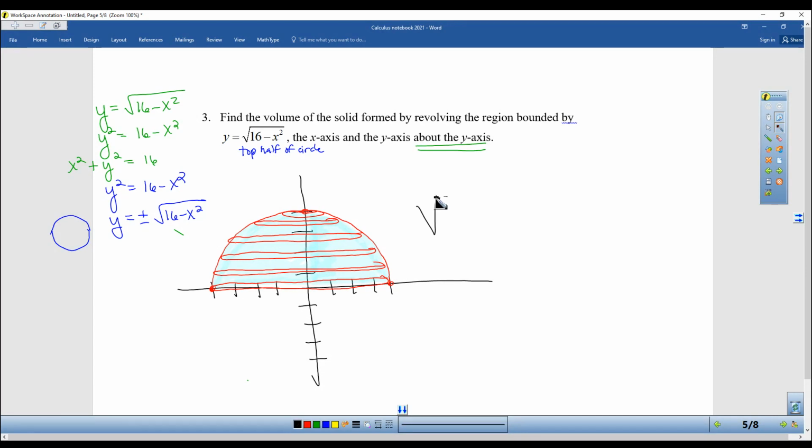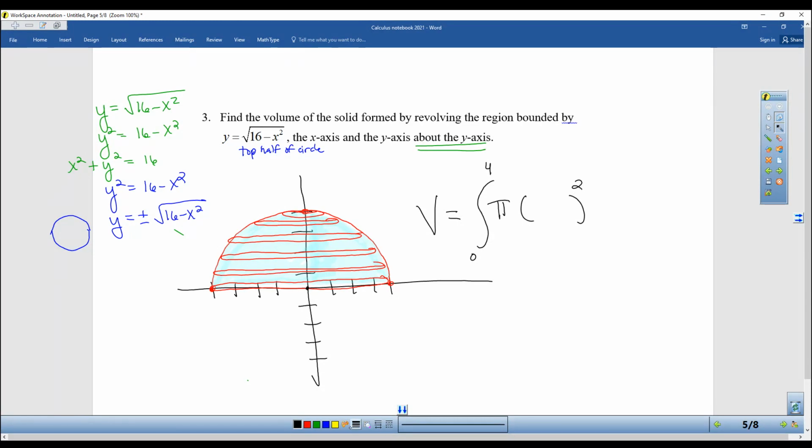So my process is still exactly the same. I'm going to do the volume. I'm going to start my slicer at 0. I'm going to keep slicing until I get to 4. And I'm going to add up a bunch of circles, pi r squared. So what's my radius this time?